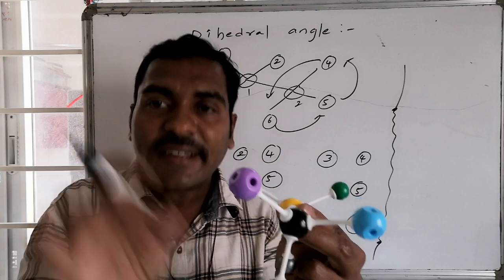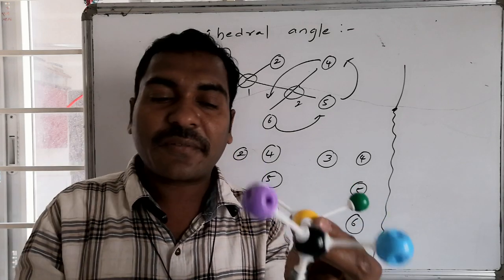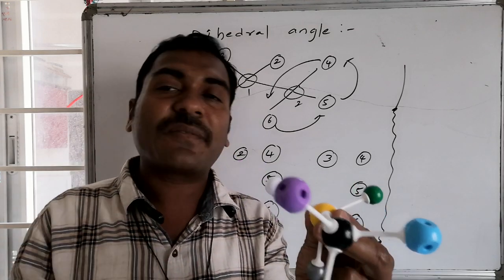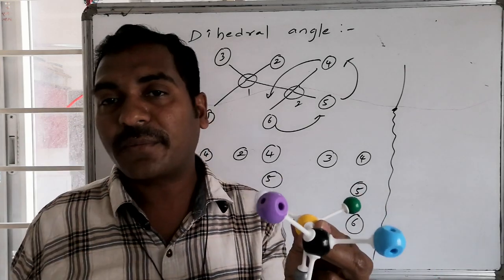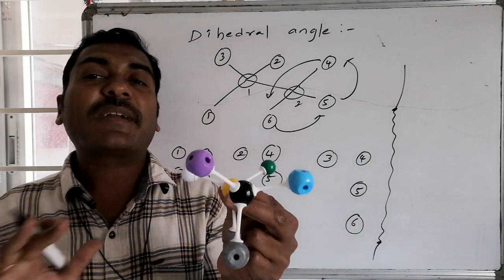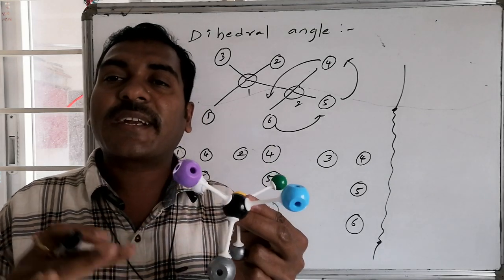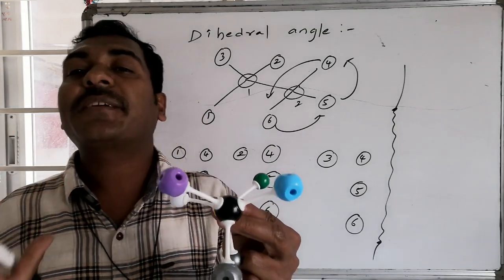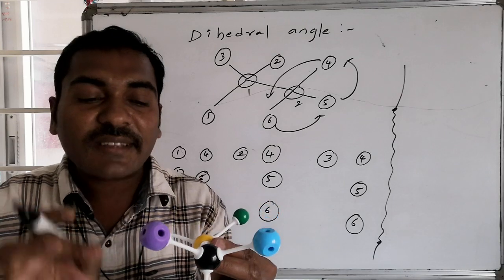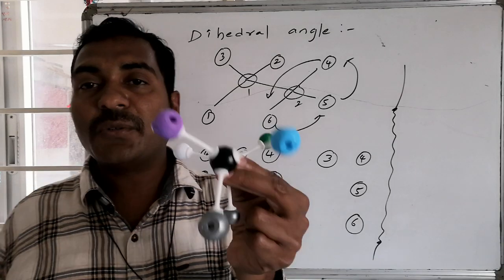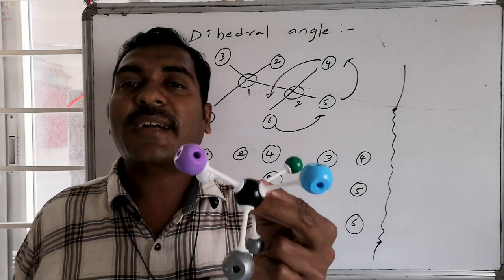Every particular degree, every particular minute of rotation, every particular second of rotation offers a different conformer. So therefore, for a particular structure having one sigma bond between the two carbon atoms, we can get an infinite number of conformers. To understand the conformers, we have to take the Newman projection into consideration.